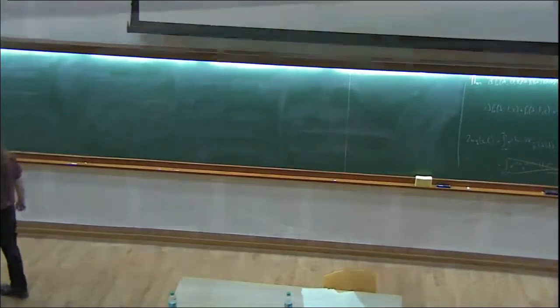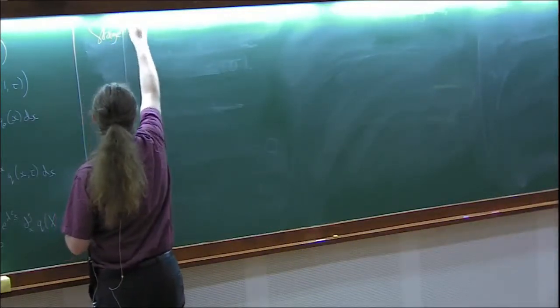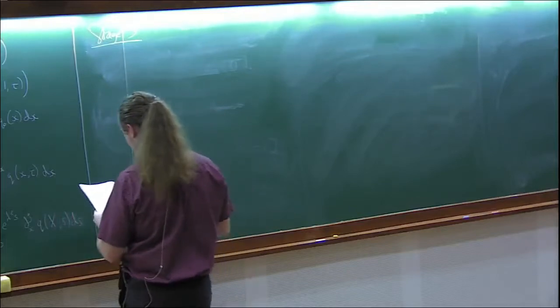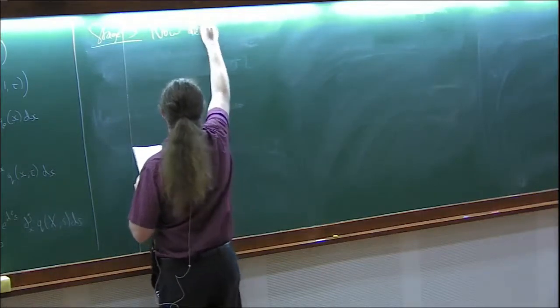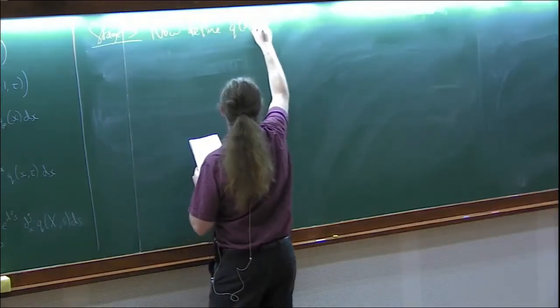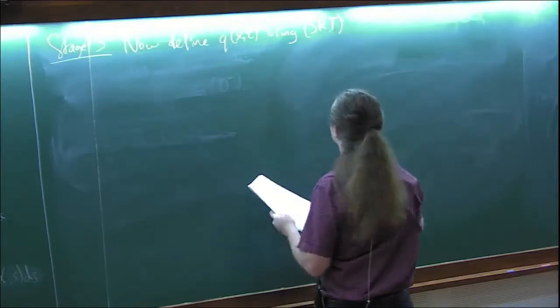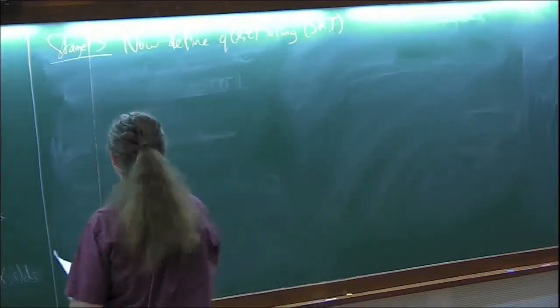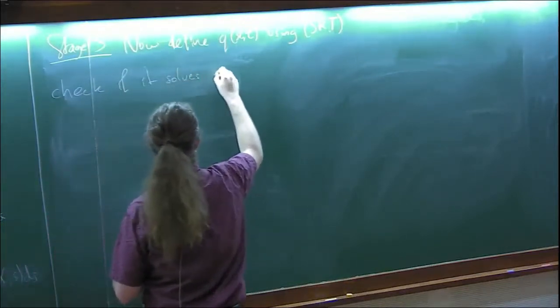Okay. So, hold on. I lost something. Okay. So let's have a go at stage 3. So now define Q of x, t using the solution representation. I'm going to take it at t_af equals final time. And we're going to check if it solves the problem.